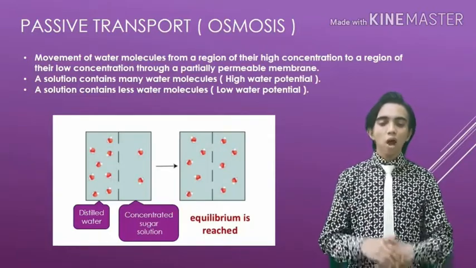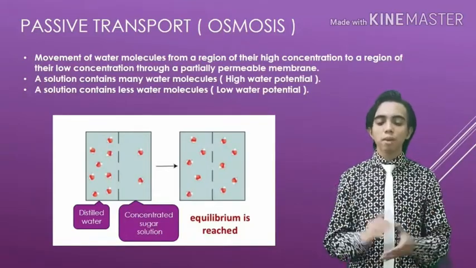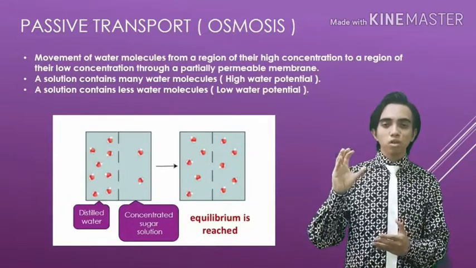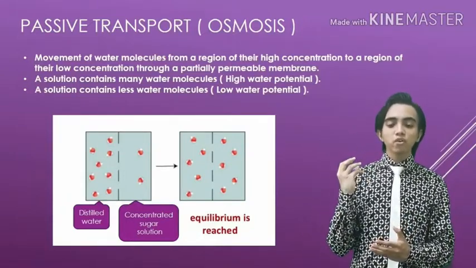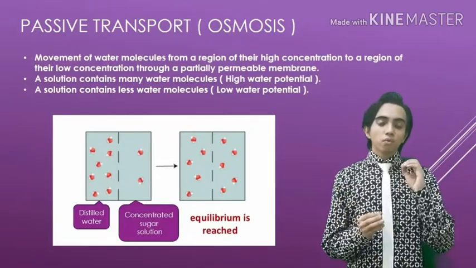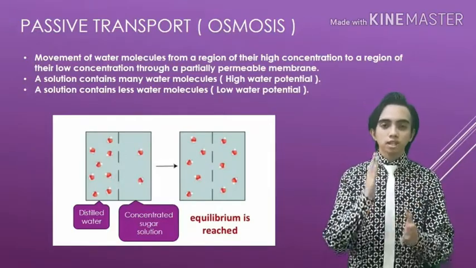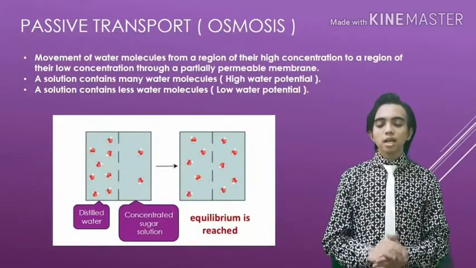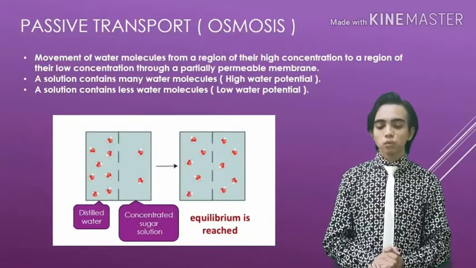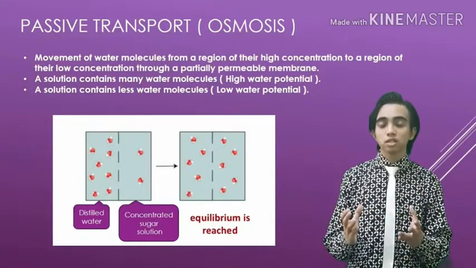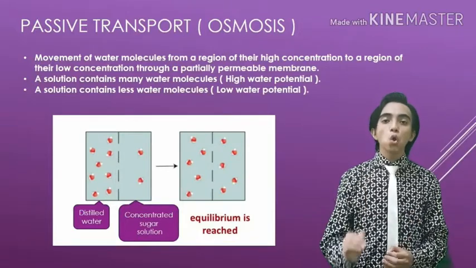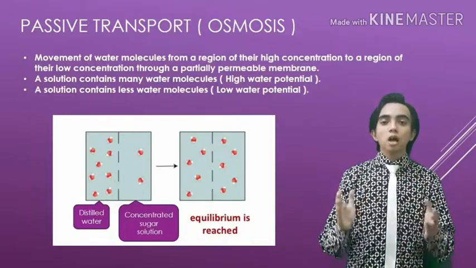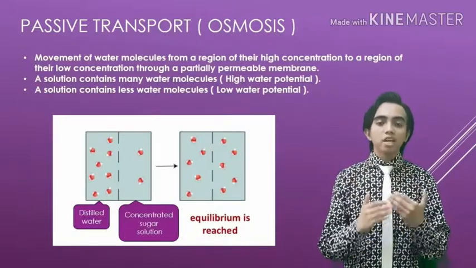So how can this osmosis happen? Osmosis happens from the high concentration of water in the distilled water, which will diffuse into the left side of the right beaker, into the concentrated sugar solution. This is because the concentrated sugar solution has a low concentration of water, so the water will move according to the concentration gradient.